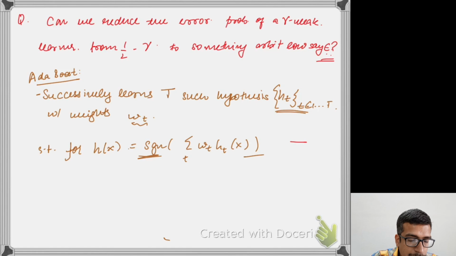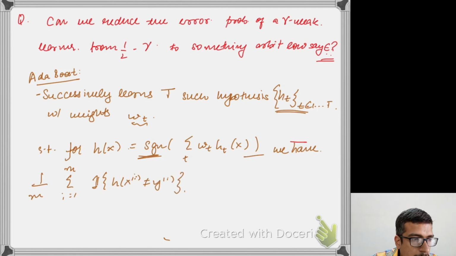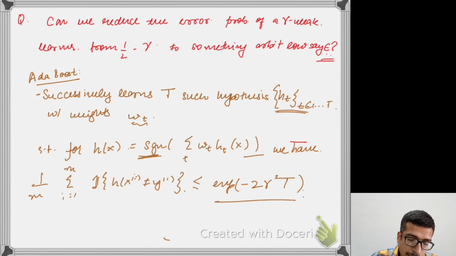Okay, so such that for h(x) equals sign of sum over t of w_t h_t(x), we have that the error rate, the error on these unweighted examples, is upper bounded by exponential of minus twice gamma squared times capital T. So this is the guarantee which is given by the AdaBoost algorithm. The average error is upper bounded by exponential of minus twice gamma squared T. So how does this algorithm work? Let's see.